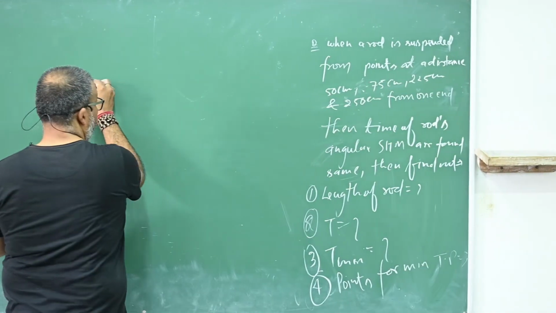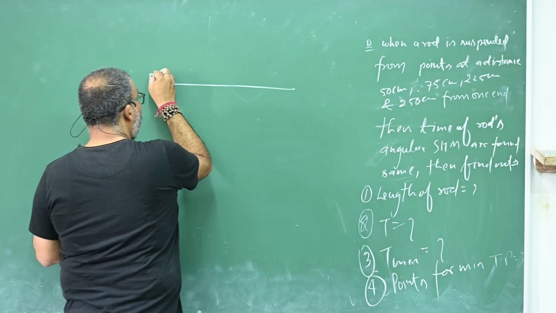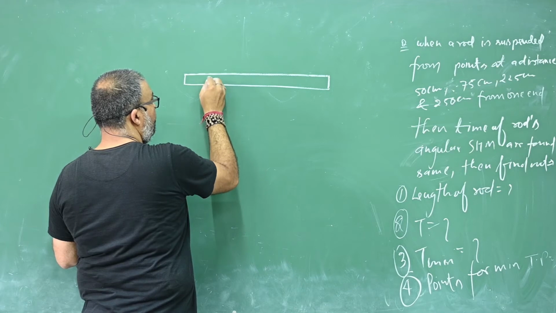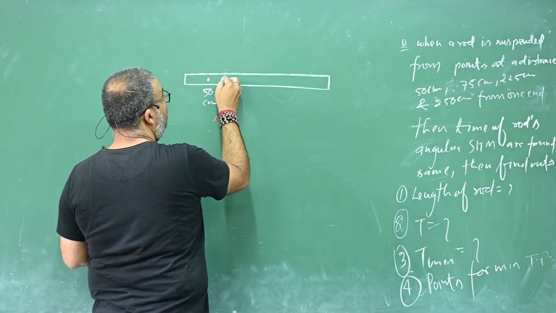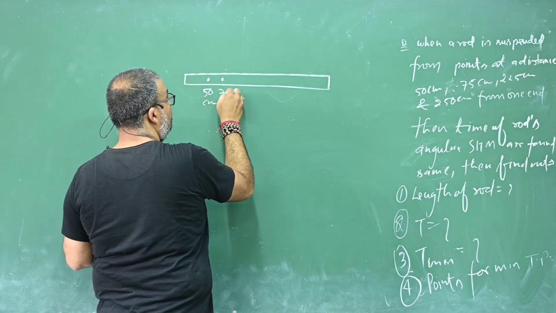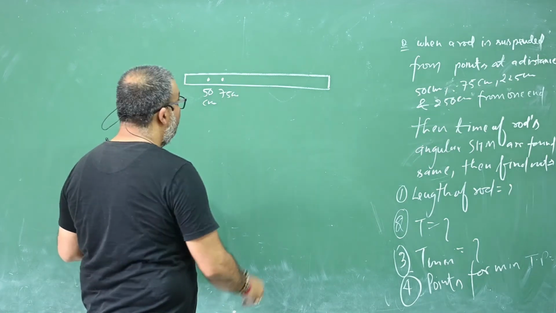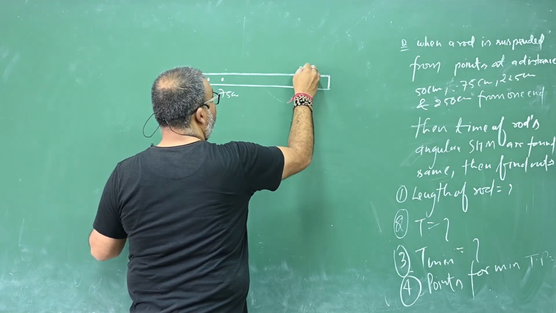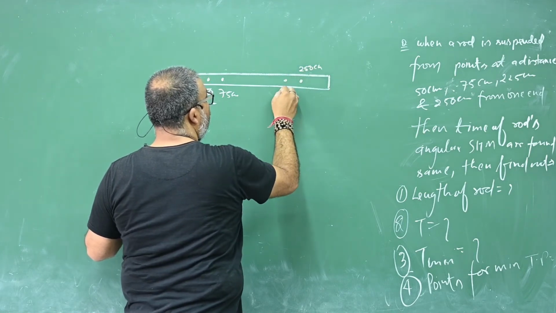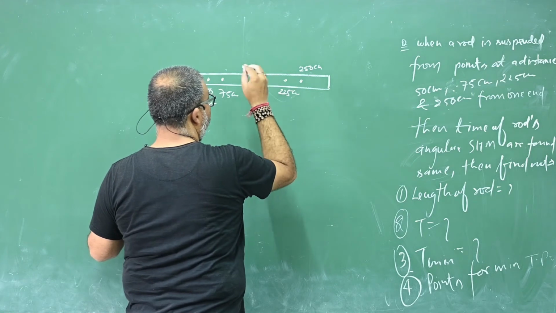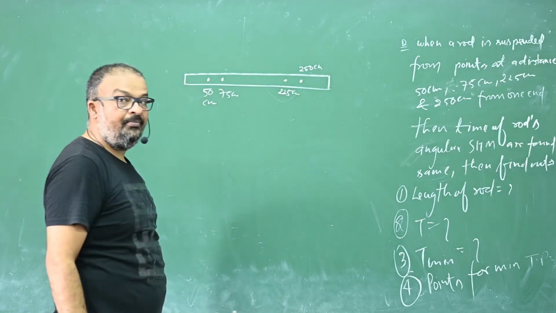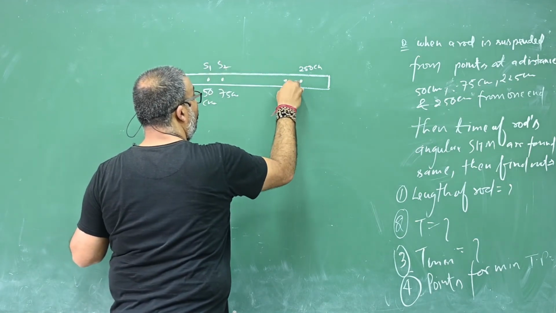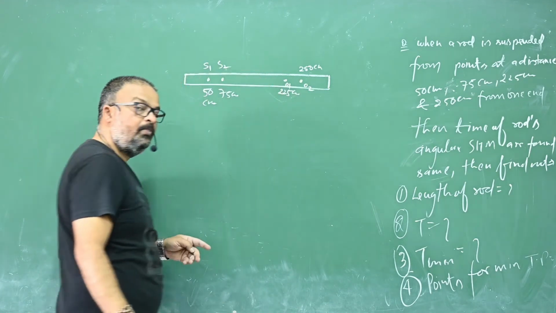Okay, let's talk about a rod. A point at a distance 50 centimeters, then a point at a distance 75 centimeters. Again there is a point at a distance 250 centimeters and 225 centimeters. When they are suspended from these points, the time period will be the same. So this is, let's say, S1, this is S2, this is O1 and this is O2, right?